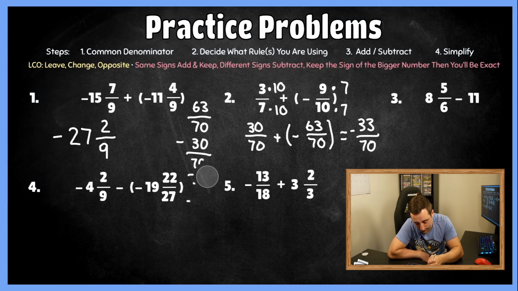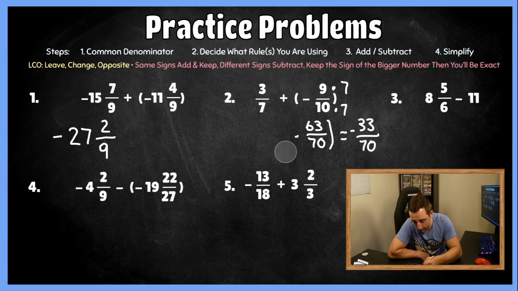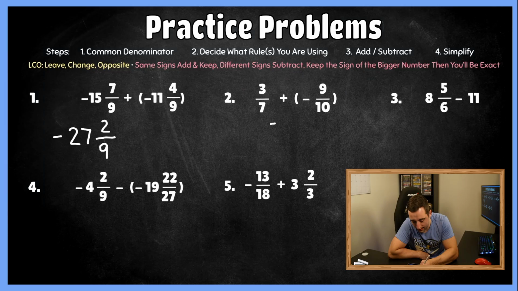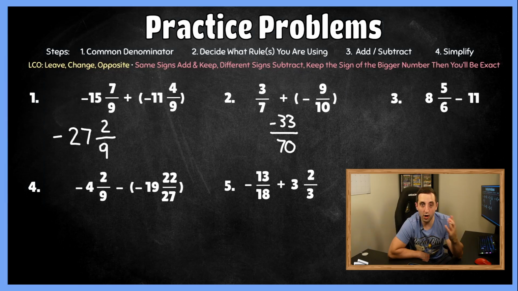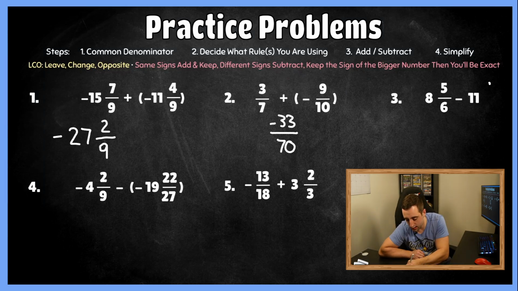So let's go ahead and get rid of all this work so it doesn't interfere a little bit later on, and then we'll just rewrite our final answer here. So we have negative 33 over 70. And now let's take a look at number 3. Very similar to the other ones that we did together. Let's go ahead and make 11 into a mixed number. And we're going to do that by just putting 0/6 behind it.